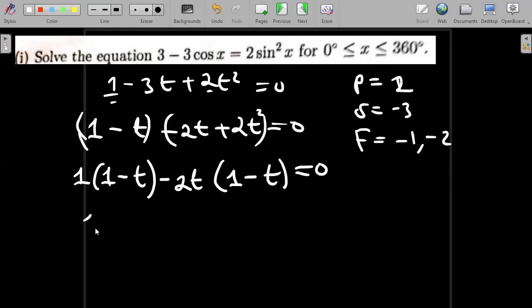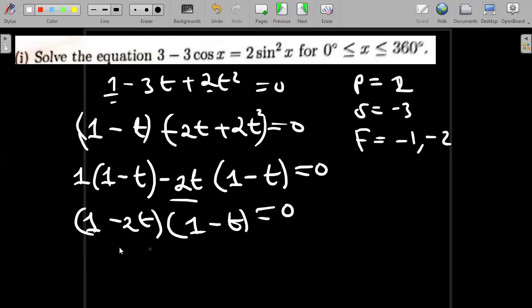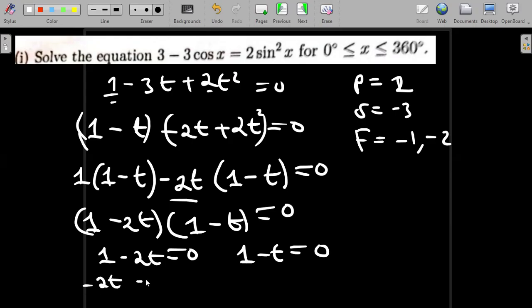Then I can now group 1 minus 2t like this, and I just pick one of these, 1 minus t. So here I'll get 1 minus 2t is equal to 0, and 1 minus t is equal to 0. Then this gives -2t is equal to -1, so t is equal to half. The other side gives t is equal to 1. Okay, so these are my values of t.